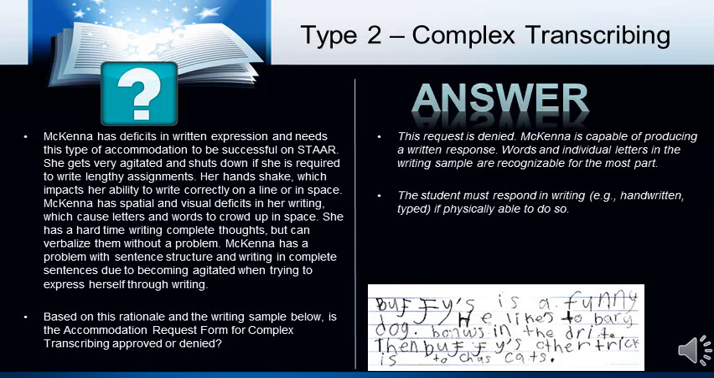McKenna is capable of producing a written response. Words and individual letters in the writing sample are recognizable for the most part. The student must respond in writing, for example, either handwritten or typed, if physically able to do so.